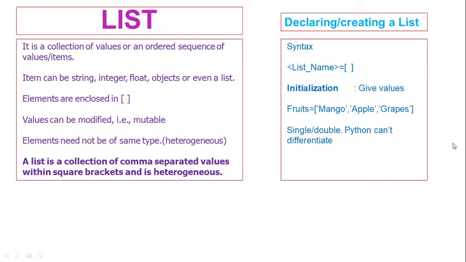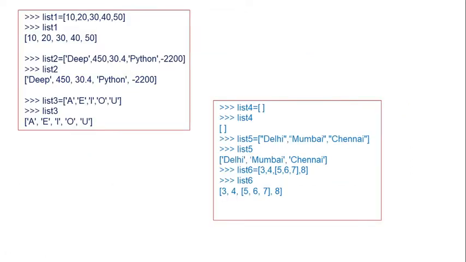So here we have created a list named fruits of strings. How many strings? 3 strings, right? So this is what actually a list is and how to create a list. Then we have some more examples. In the first case we have seen a list of strings, and here we have list1 equal to 10, 20, 30, 40, 50 in square brackets.